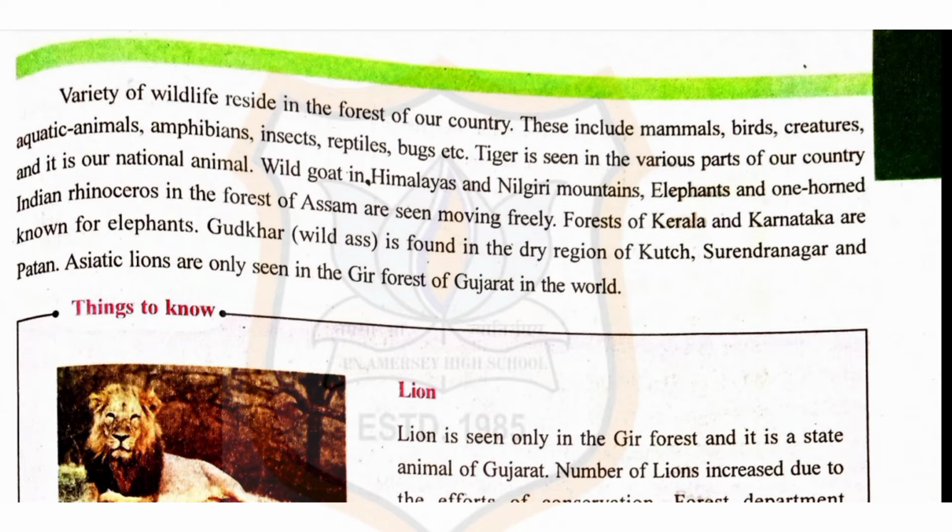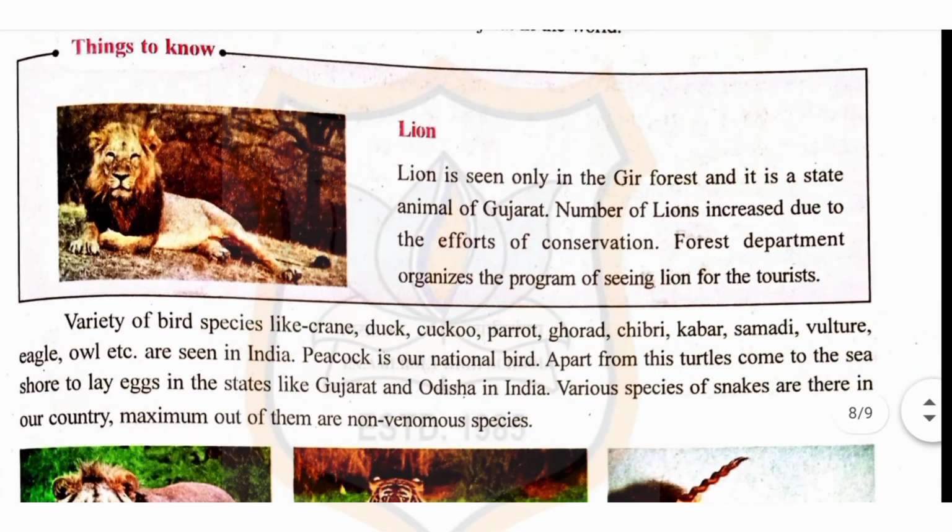Gudkhar, meaning wild ass, is found in the dry region of Kutch, Surendranagar and Patan. Ascetic lions are only seen in the Gir forest of Gujarat in the world. Now things to know. Lion, you can see in the picture. Lion is seen only in the Gir forest and it is a state animal of Gujarat. Number of lions increased due to the efforts of conservation. Forest Department organizes the program of seeing lion for the tourist.